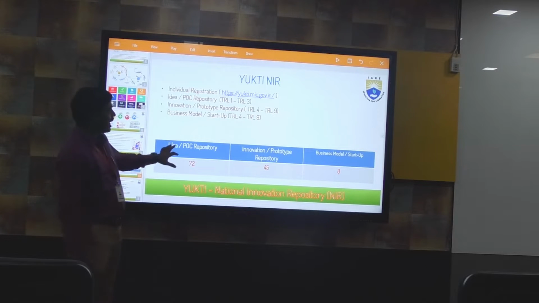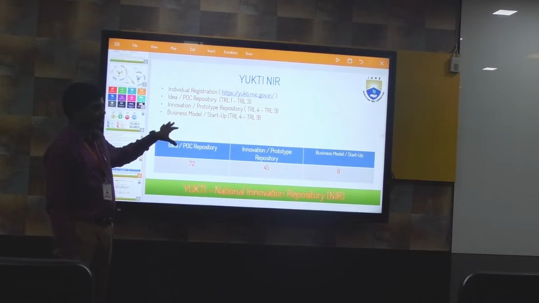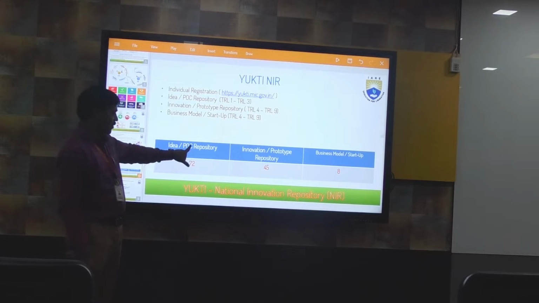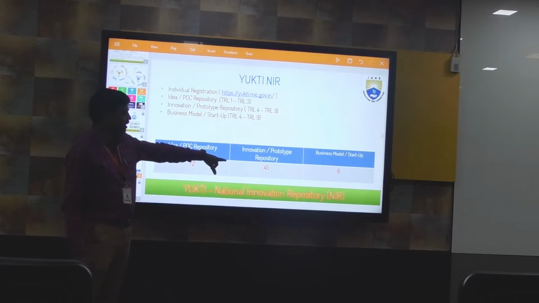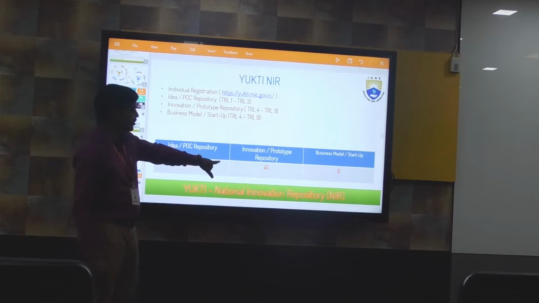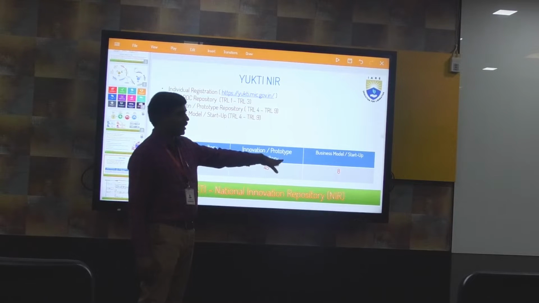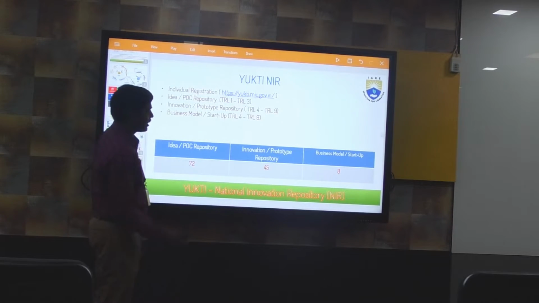Okay. So as of the last submitted data from our institution, we submitted 72 idea POC repository entries, and we submitted 45 innovation and prototypes. These are at TRL level 4 to 9, and business model or startup entries are also TRL 4 to 9, that is 8.